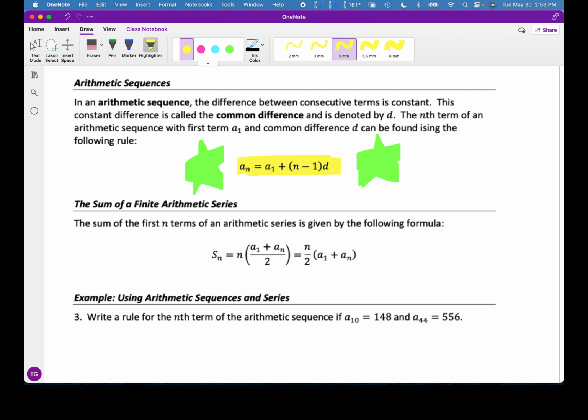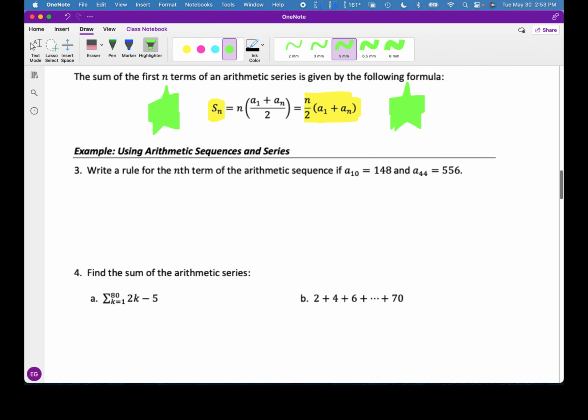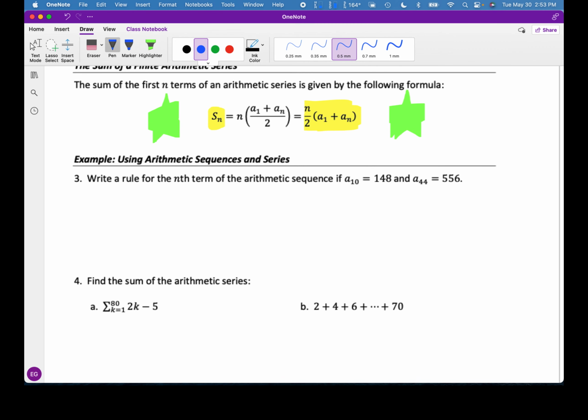Then we also have the sum of an arithmetic series. So that's when we add a bunch of things together. That is also going to be the one. You can memorize either one of those formulas. I highlighted the one that I prefer. So let's just do some examples using these just so that you see them.